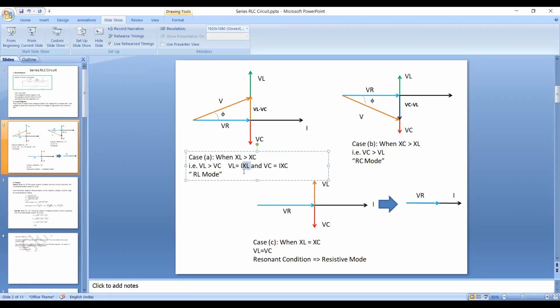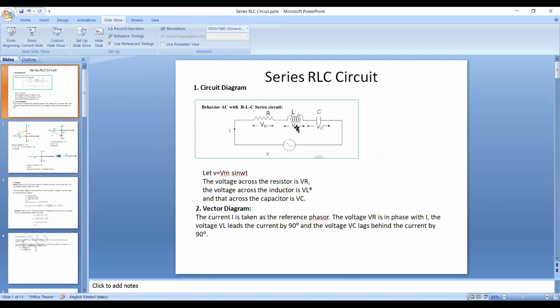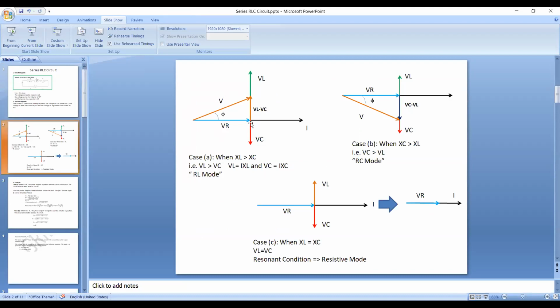Now, while drawing the vector diagram, what you have to do is first draw the resistive drop VR and the circuit current I. They will be in phase. And next, you project voltage VL with respect to current I. The green line basically indicates the vector length of VL.